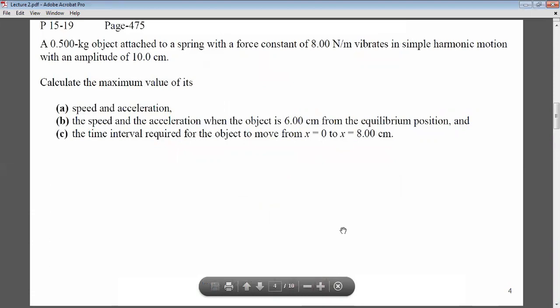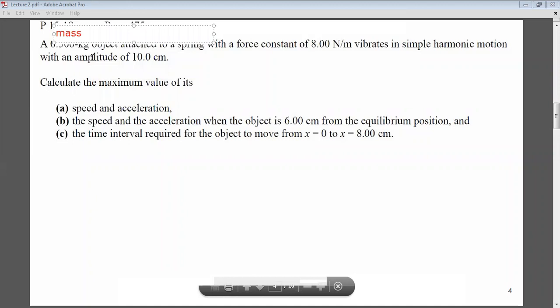Let's do one exercise. Let's start with this exercise. A 0.5 kg object, so we have the mass, is attached to a spring with a force constant 8 Newton per meter. So from the unit, we know that this is k. It vibrates in simple harmonic motion with an amplitude A equal 10 centimeter. Okay, we can directly make it in meter to make our life easier.